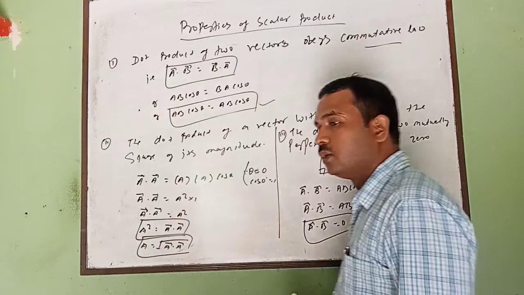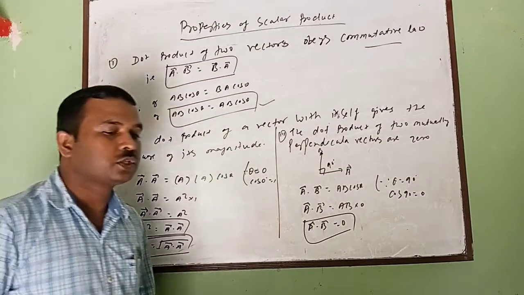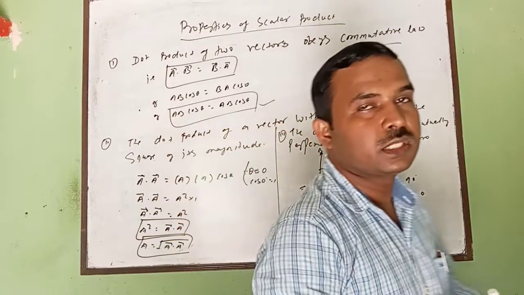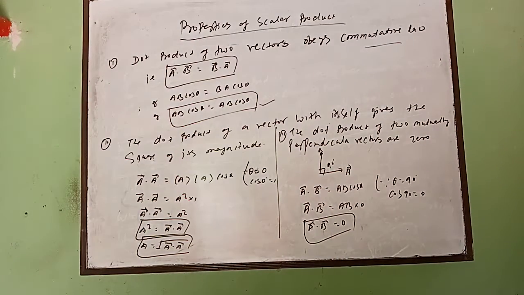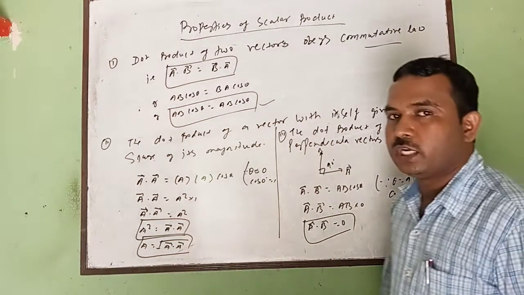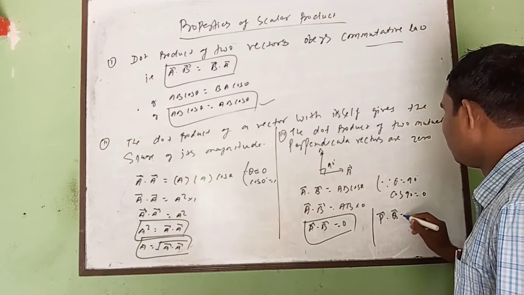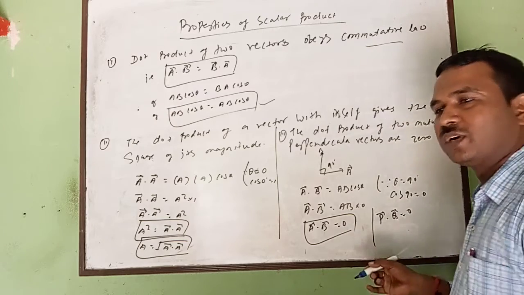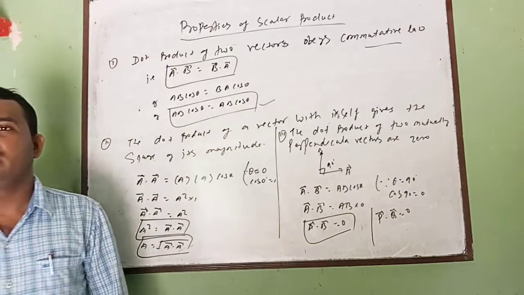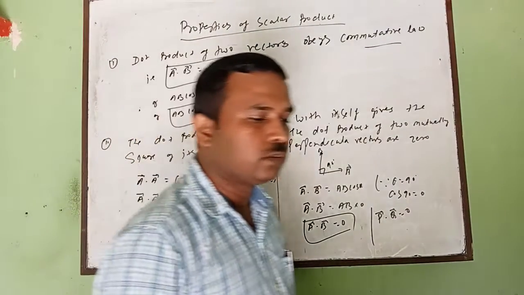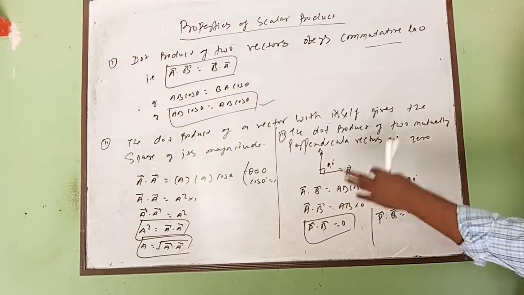It shows that whenever two vectors are acting perpendicular to each other, then the dot product of those two vectors will always be 0. It means A dot B is equal to 0. It means P dot Q equal to 0. Any two vectors making an angle of 90 degrees, their dot product will be 0.